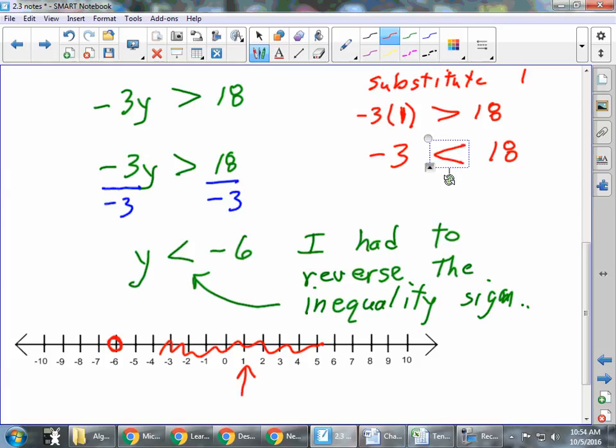Okay? So when you're doing these, you got to switch the sign. We were greater than, we switch it to less than. That way when you're doing your graph, it's everything less than negative 6 that makes that work. And that's not too bad.